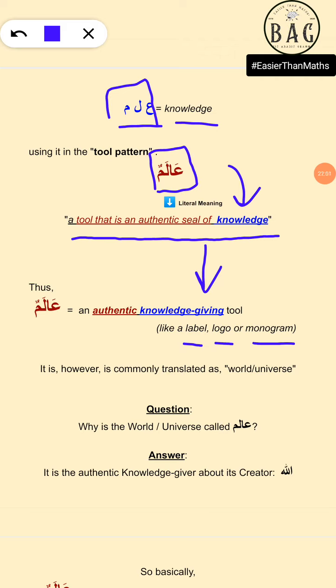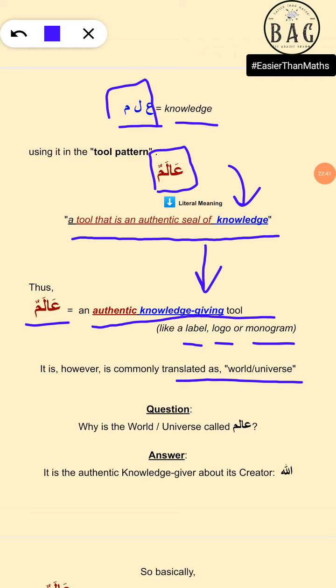We all have logos, we all know what a logo is, we all know what a monogram is, and what is its purpose. It's more like a stamp or a seal that this thing belongs to this person. All copyrights reserved. So it's that. Now, commonly the word alamun is translated as the world or the universe. Everything that's around us, that is alam. Now, my question is, why is the world or universe called alam? Because the alam, grammatically speaking, is an authentic knowledge giving tool, such as a label or logo or a monogram.